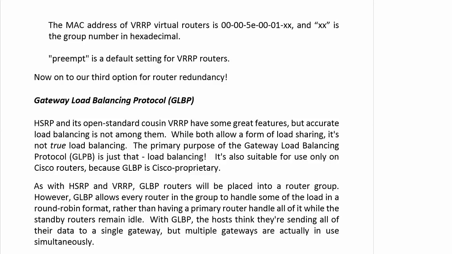0005E0001, and we know what that double X is at the end. It is the group number in hexadecimal. Seems like a little bit of a pattern there. We'll see if that pattern holds up with our third option for router redundancy, GLBP.